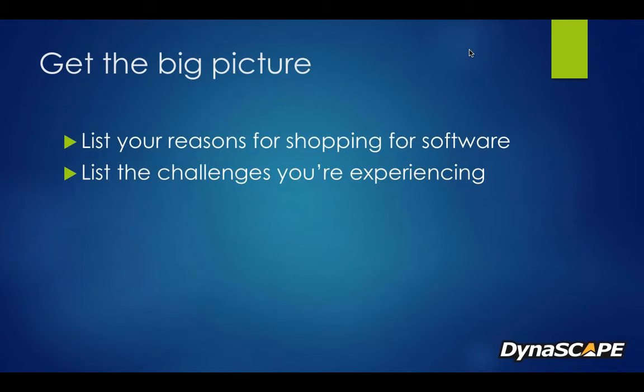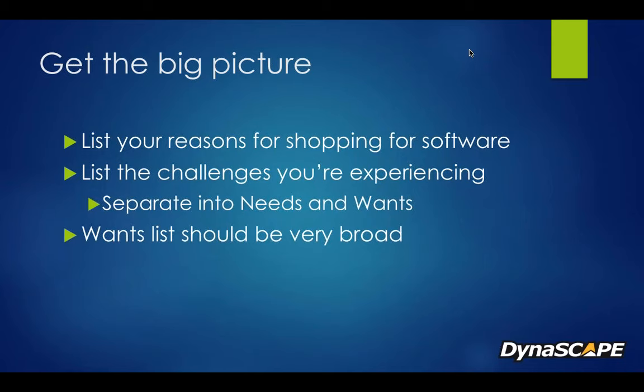So you've got the reasons why you're looking for software, and some of the challenges that you're experiencing, and separate them into needs and wants, because it always comes down to what must I have compared to what would be great if I had that. So separate them into needs and wants. Your wants list should be very broad, and you also want to create a feature list.